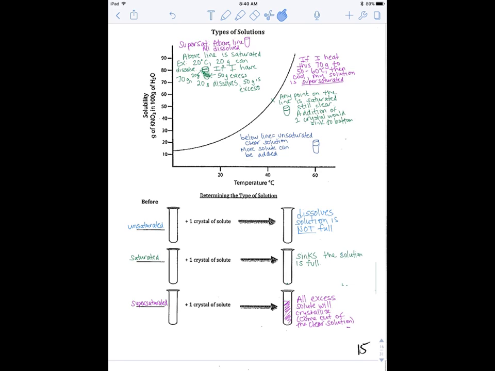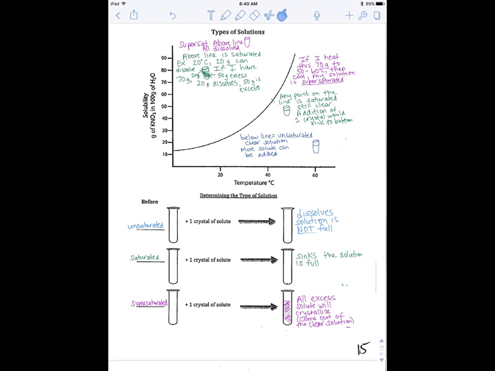So what I want to remind you of is that any point here on the line represents a saturated solution. And saturated solution means that we cannot add any more to the solution because the solution is full. If we add any more, then it's going to be excess. Okay? Anything below the line, any point here below our line, is called unsaturated. So that means if we add more solute, it will dissolve until we reach the line.